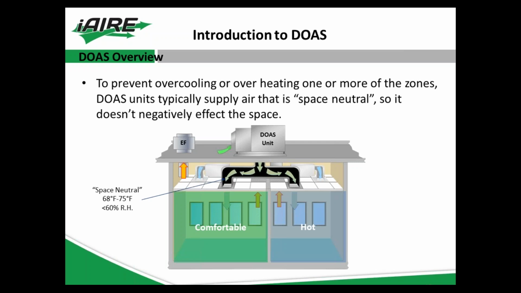So the main idea behind using a DOAS system is that you're going to provide neutral air to the space. Generally we're going to provide between 68 and 75 degree air at less than 60% relative humidity to each space. And the reason that it should be neutral air is that, say you have 10 spaces, well, especially when you have spaces that are individually heated or individually cooled by auxiliary units, they may not all be in the same heating or cooling setting. So you don't want to negatively affect the space by overcooling it or overheating it. So we're going to supply space neutral air.